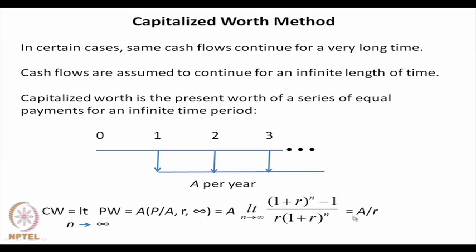So, this is a much simpler formula to use. Suppose, for example, A is 100 and r is 0.1, then the capitalized worth is equal to 100 by 0.1, which is 1000. This is the meaning.